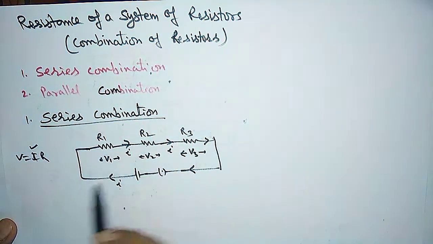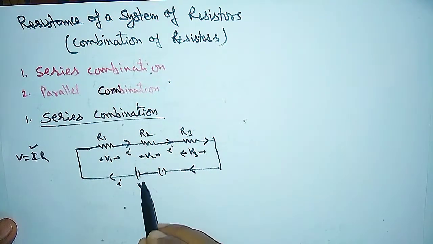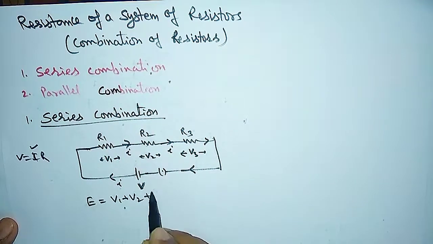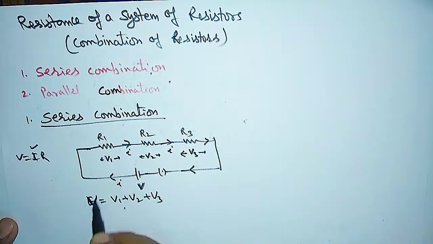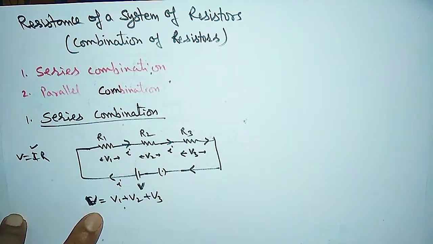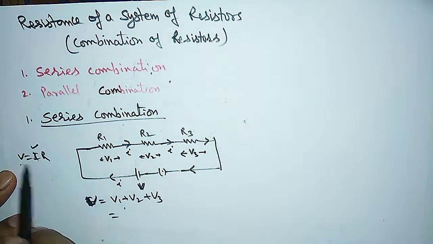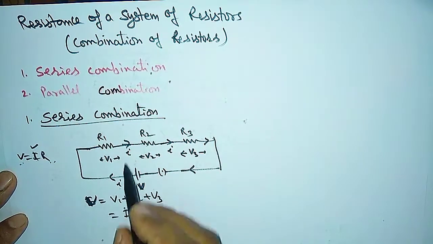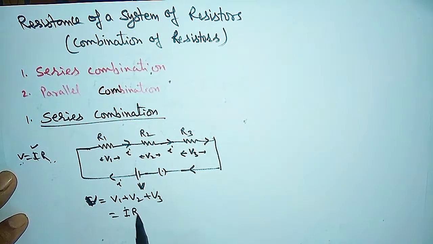Because I is constant and this is the total V of the cell, we can write V is equal to V1 plus V2 plus V3. Don't take E here, it will be confusing; take the total V. Now what will V1 be from the formula V is equal to IR? V1 is equal to I R1, since I is constant here. V2 means I R2, and V3 means I R3.